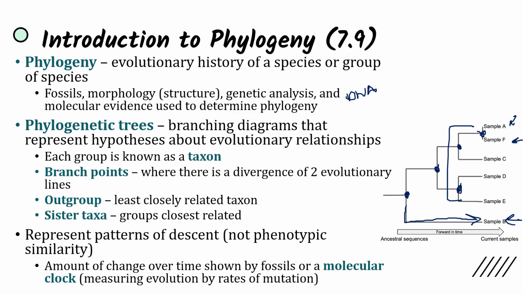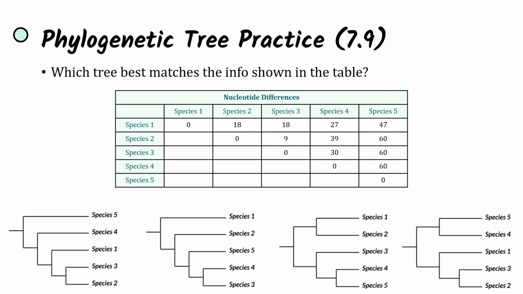And then we see sister taxa, which are the groups that are closest related. For instance, sample A and F would be sister taxa. And so they represent patterns of descent. They're not looking at phenotypic similarity, so how similar these organisms look, but they are showing the patterns of descent and evolutionary history. And the amount of change over time shown by fossils or a molecular clock, which measures evolution by rates of mutation, are other pieces of information that can be incorporated in order to show these patterns of descent.